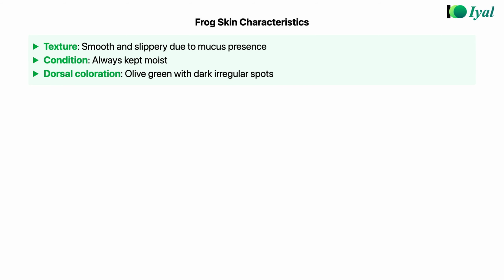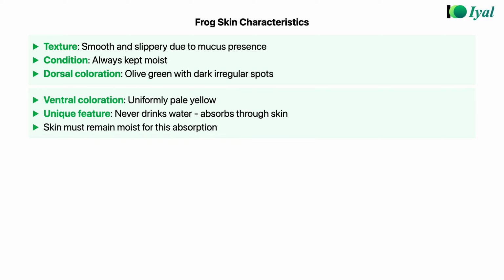Let's start looking at the frog's external features, beginning with the skin. If you've ever touched a frog, you know the skin is smooth and slippery. That's because of the mucus covering it. The skin is always kept moist. This is really important for their survival, as we'll see. On the upper or dorsal side, frogs are generally olive green with dark, irregular spots. This coloring helps them blend in with their environment. The belly or ventral side is uniformly pale yellow.